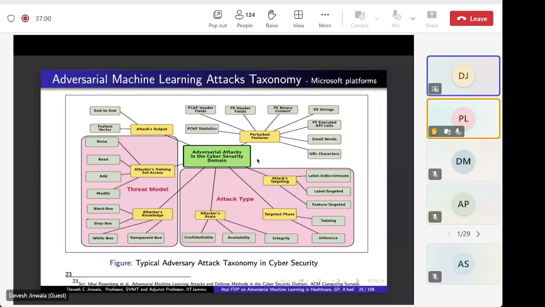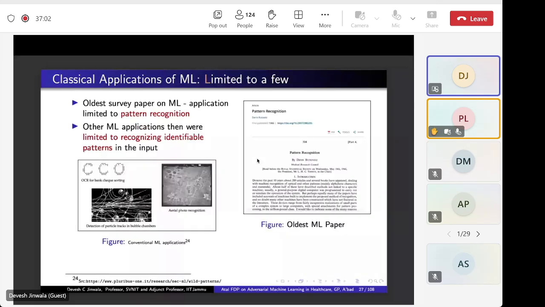But an important question which would come up, which I think I should address before I talk about the taxonomy, is why do we talk about this adversarial machine learning, or why is it that the attacker is able to carry out this attack on machine learning systems? The simple reason for that, I'm showing here the oldest machine learning paper. If you look on the right hand side, this is the snapshot of the first paper which came on machine learning. And if you look at the title of the paper, it is pattern recognition.